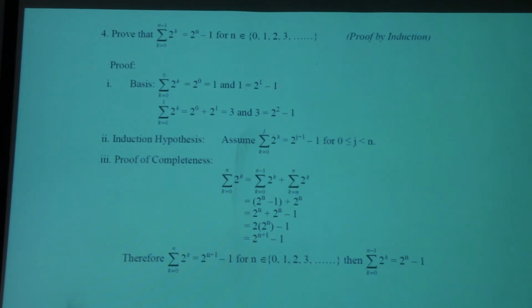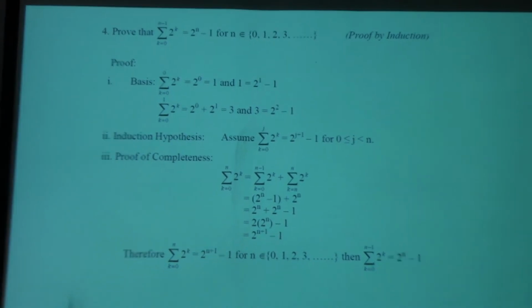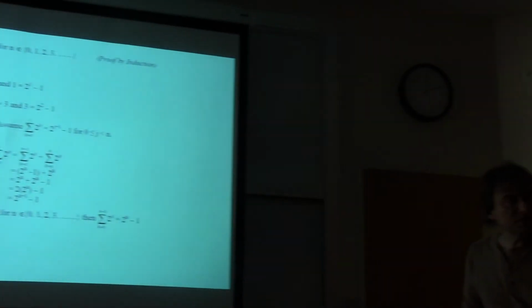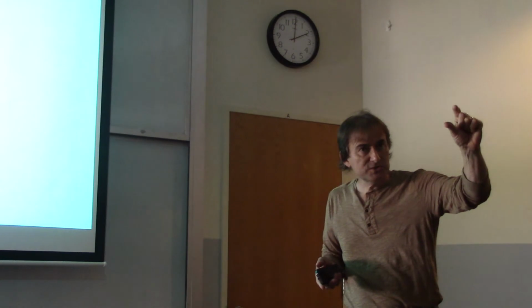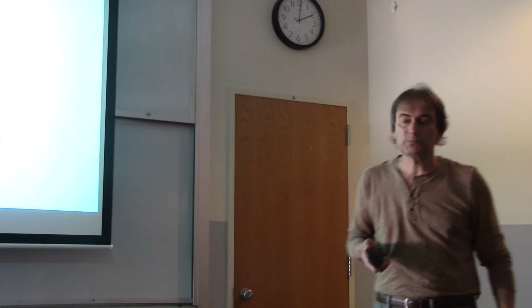So the idea of proving this is going to be divided into three parts. The basis, which is the proving of the very first initial value, then the assumption, and then the completion step, which uses the first step and the assumption to drive into the general proof.